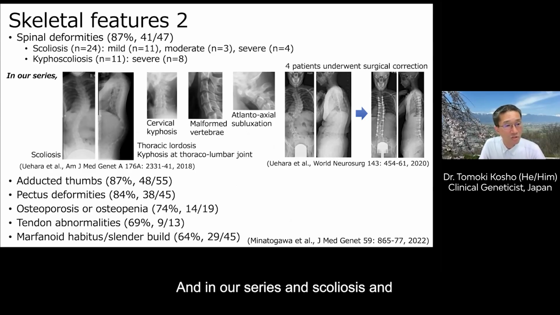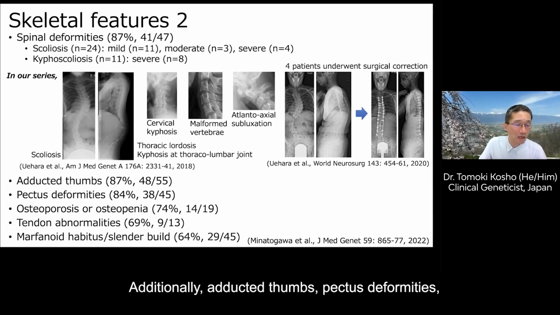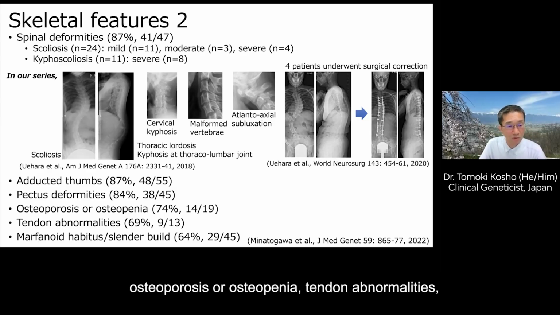Severe scoliosis and very severe thoracic lordosis and kyphosis at the thoracolumbar joint were observed, and cervical kyphosis, malformed vertebra, and adult axial subluxation were observed. Four patients with severe spinal deformities underwent surgical correction successfully. Additionally, adducted thumbs, pectus deformities, osteoporosis or osteopenia, tendon abnormalities, and marfanoid habitus were observed.